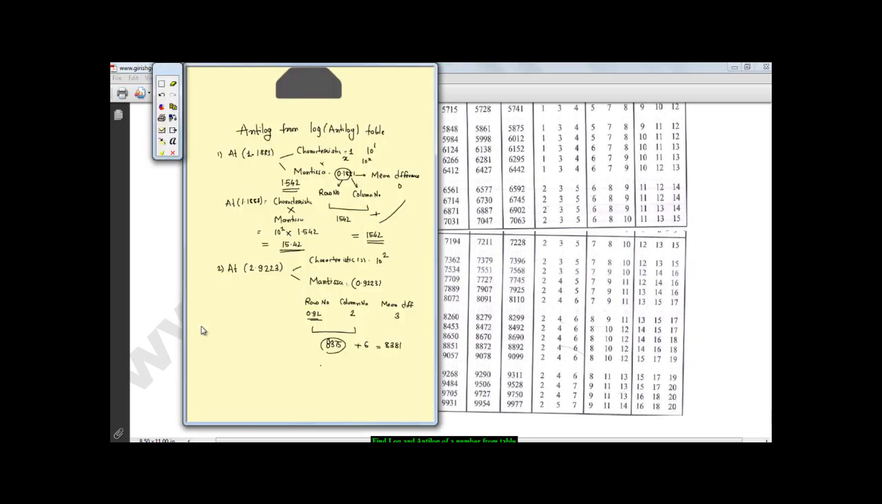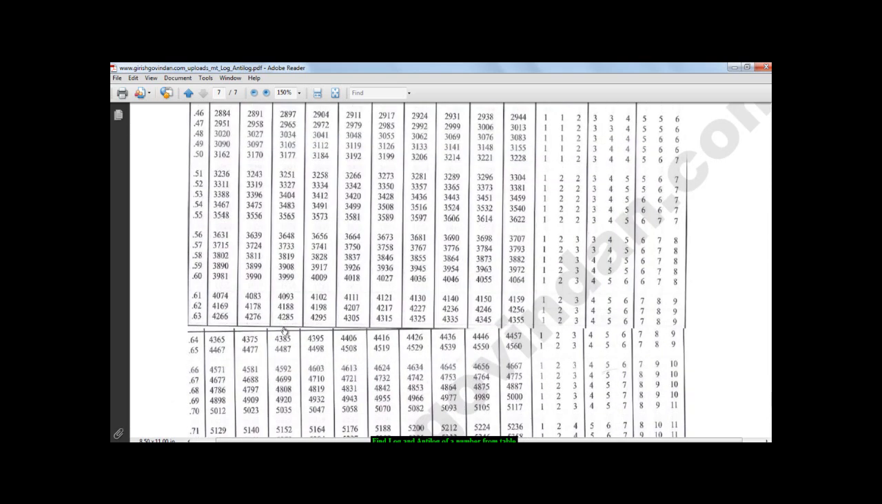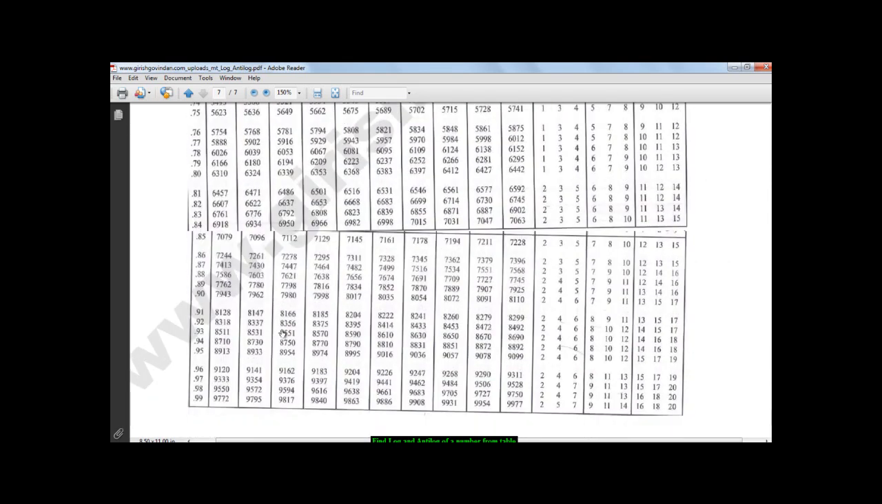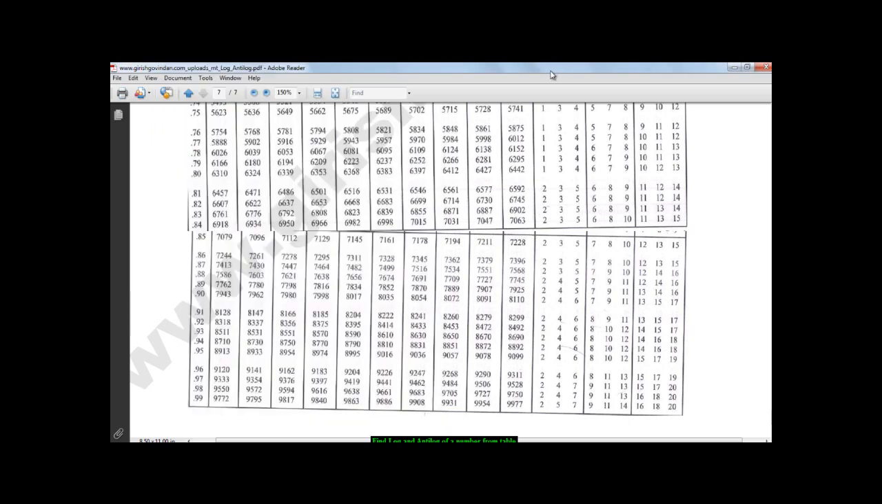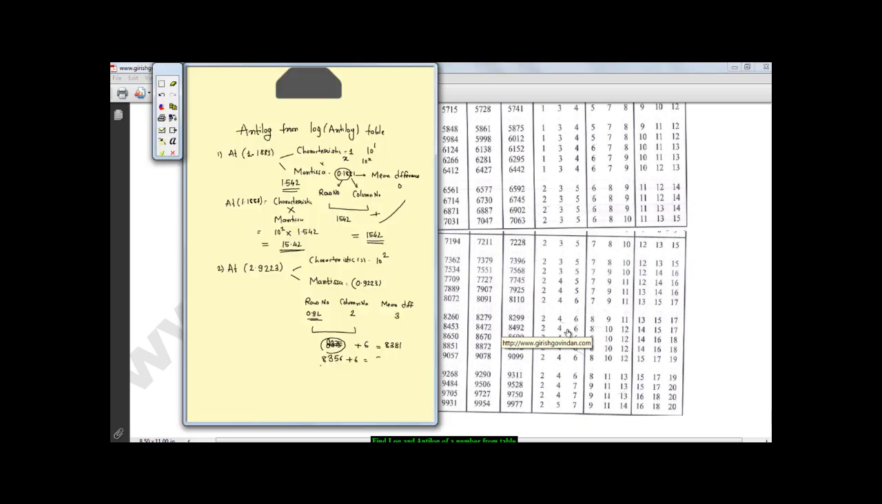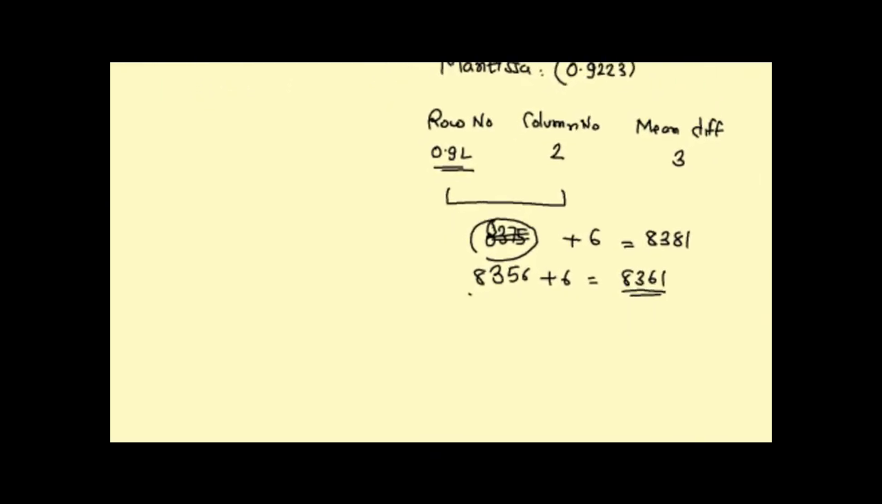Okay, this value is 92 and second column: 92 zeroth column, first column, second column. This is second, right? 92 and second is 8356. This value is actually 8356, and in this the third mean difference is 6, plus 6, that is equal to 8361. Okay, and the actual Mantissa part will be put a decimal place after first digit on the left.